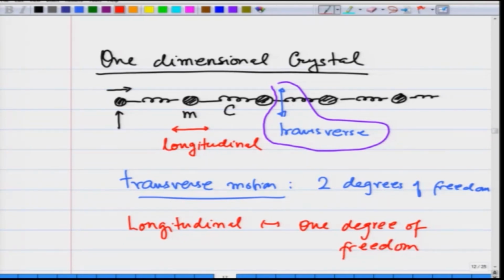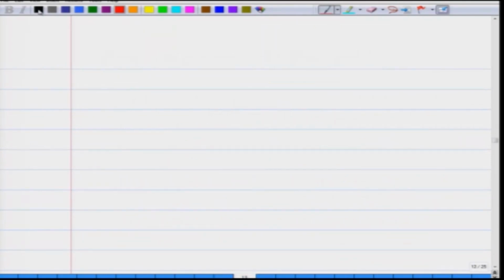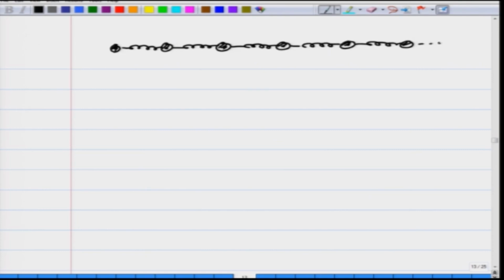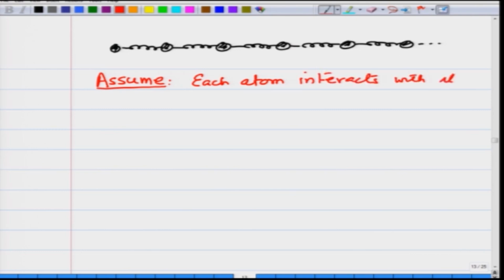Let us see what is the equation of motion of this string is going to be. So, let me make this string again. Here is an atom, and I am going to assume, we will generalize it later, right now I will assume for simplicity each atom interacts with its immediate neighbor.